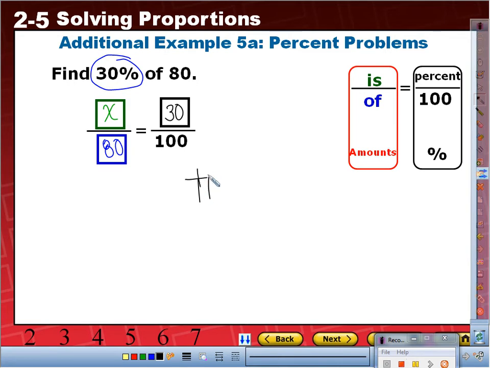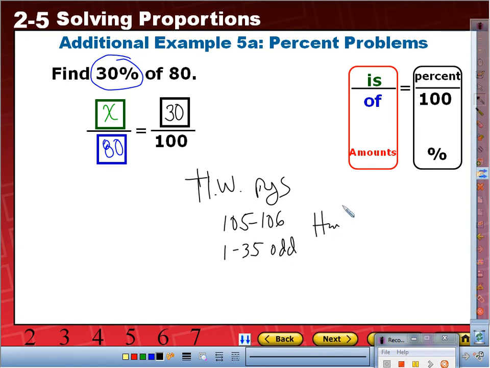So homework. Pages 105 to 106, numbers 1 through 35 odd. Also, I need that handout signed.